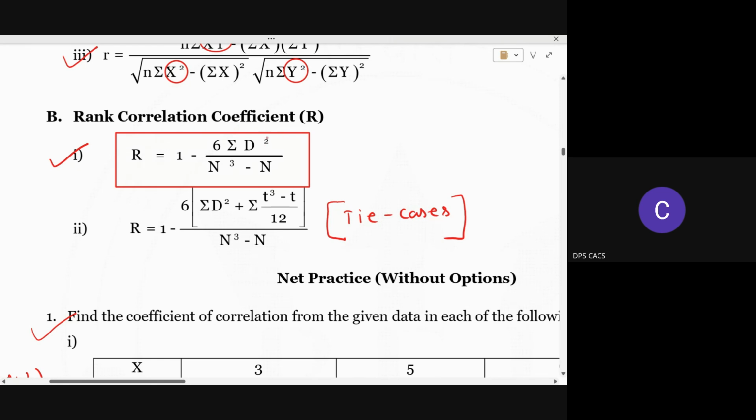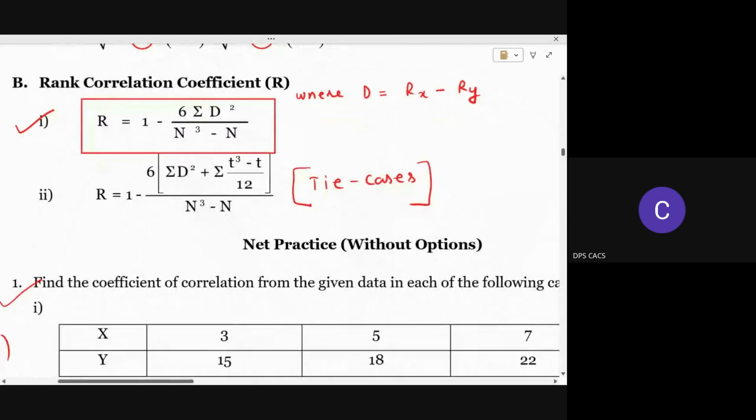1 minus 6 summation d square divided by n cube minus n. There are two elements in the formula. One is d and another is n. D is not deviation of small d. That's a different one. This d is a difference. Write down where in your book only, in the same page, where capital D is Rx minus Ry.